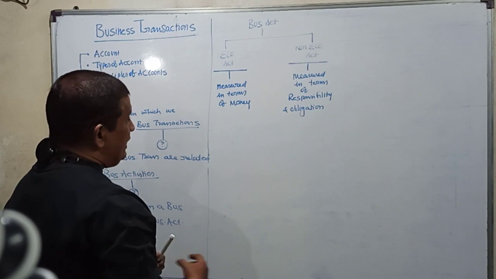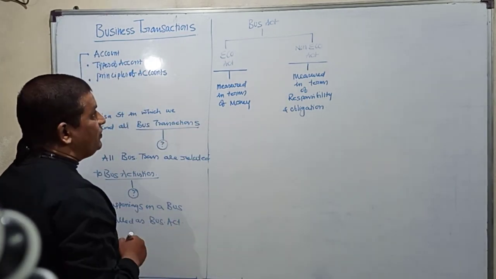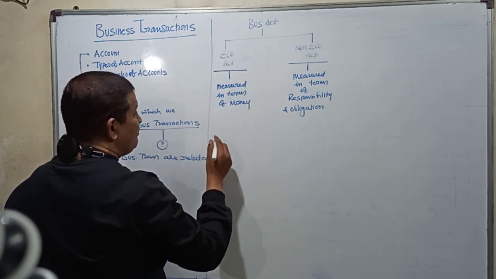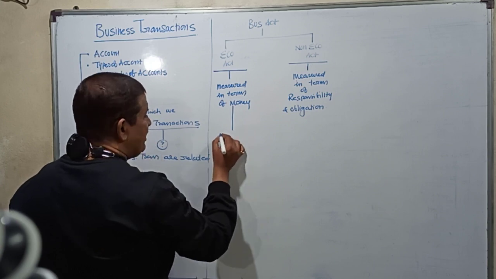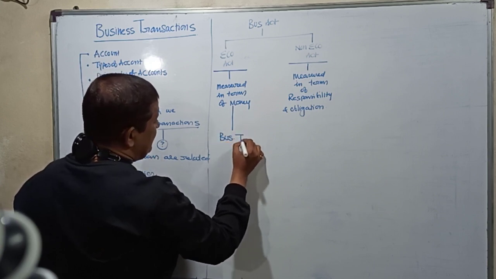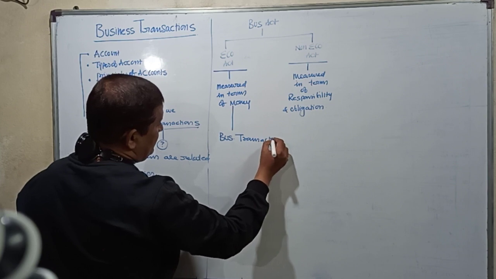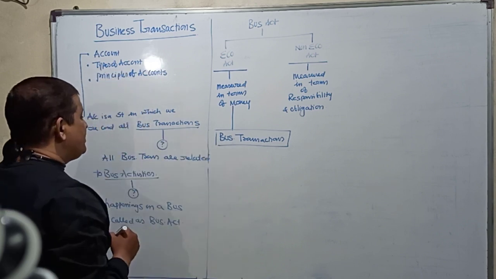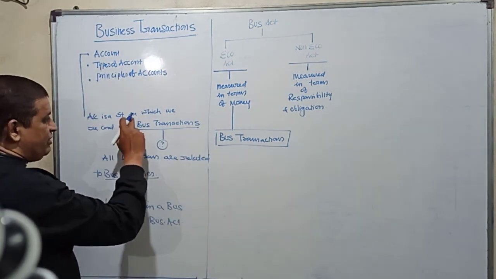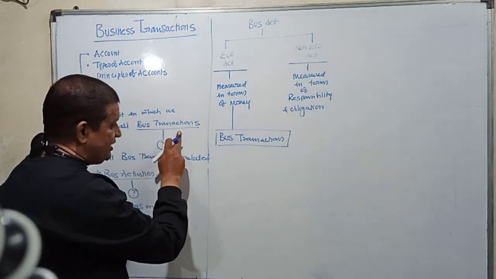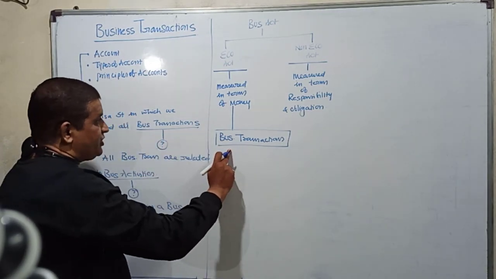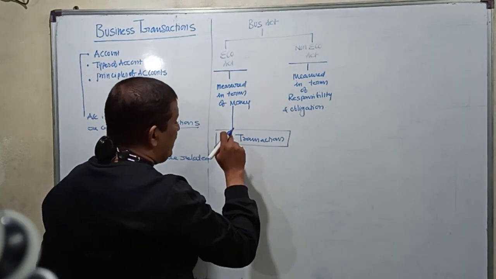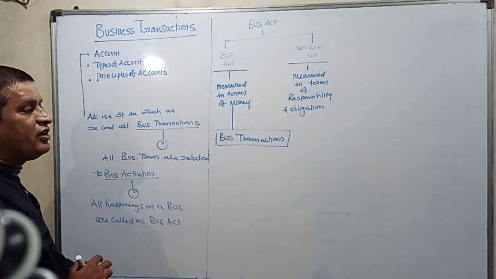Now, only those business activities which can be measured in terms of money are referred to as business transactions. And what is an account? We said account is a statement in which we record all business transactions. Now, what do you mean by business transactions? Those business activities which are measured in terms of money, only such transactions are recorded in the books of accounts.